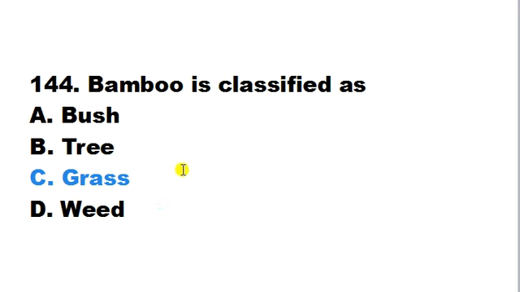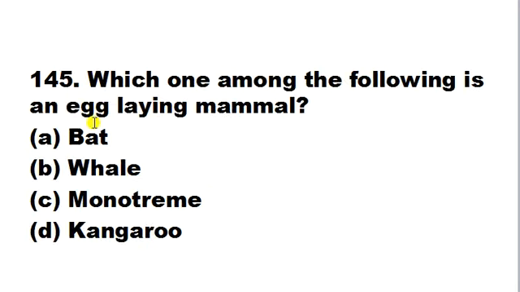Which one among the following is an egg-laying mammal? Bats, whale, monotreme, kangaroo. Correct answer is C. Monotreme species is an egg-laying mammal. They give birth to young ones by laying eggs, while bat, whale, and kangaroo directly give birth to young ones. So here the egg-laying mammal is monotreme.